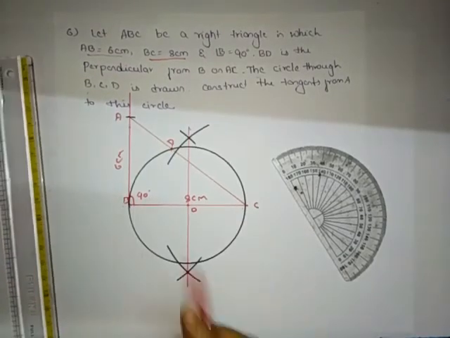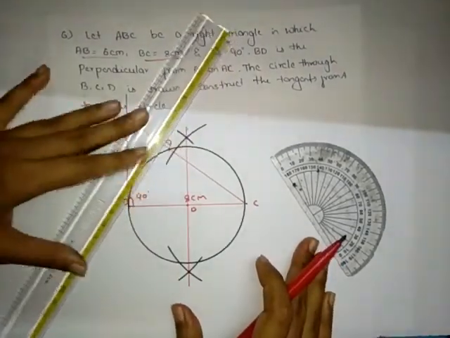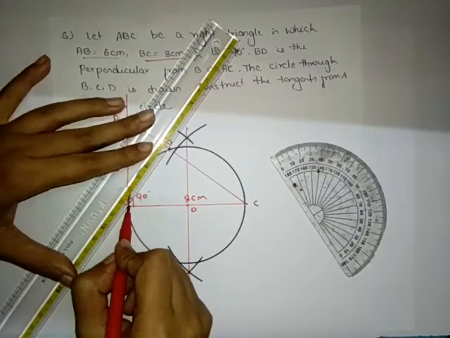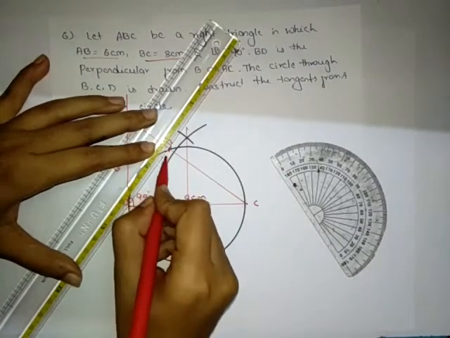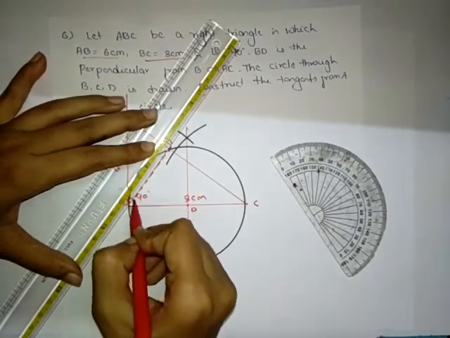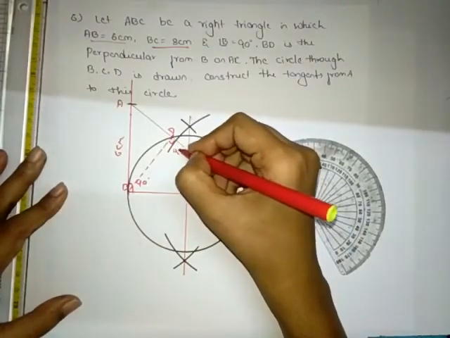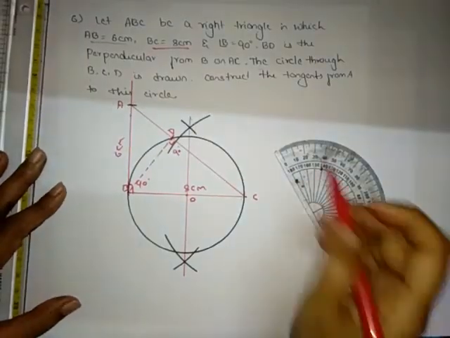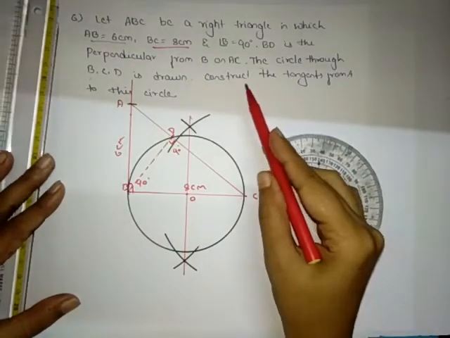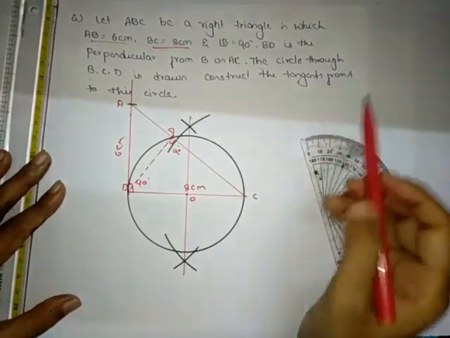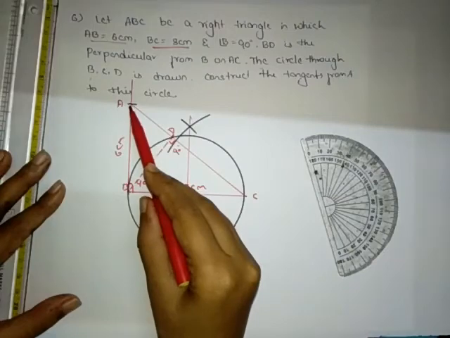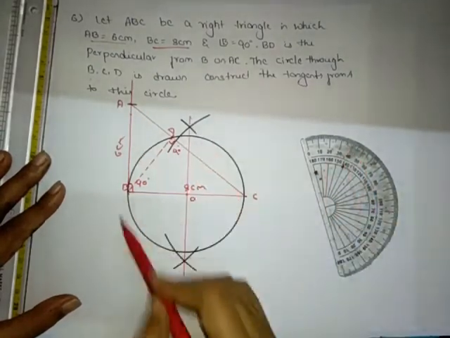And we'll join B and D. That will be the perpendicular line from B to AC, right? This is 90 degrees. Two points over here. Then the third one is to construct the tangents from the point A. From this point A, we need to construct the tangent to the circle.